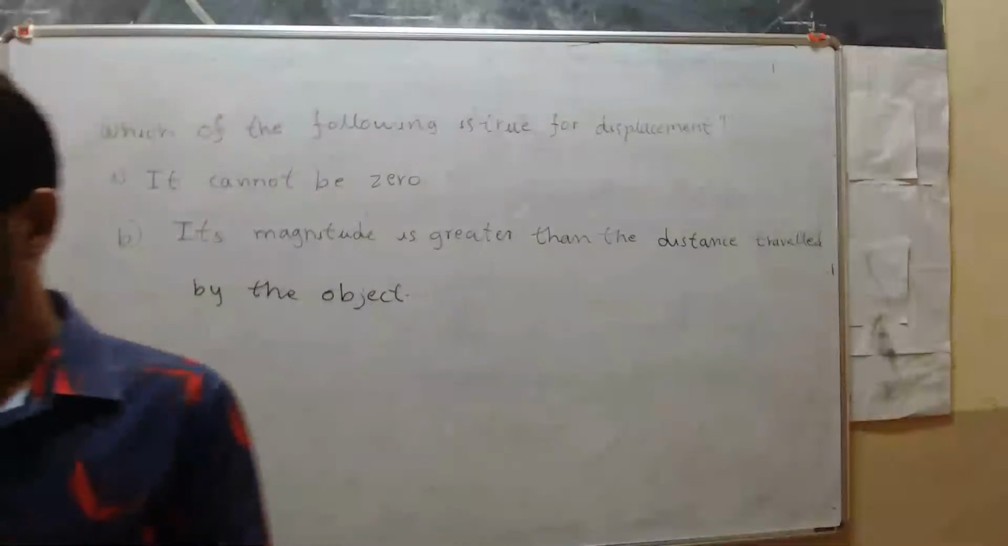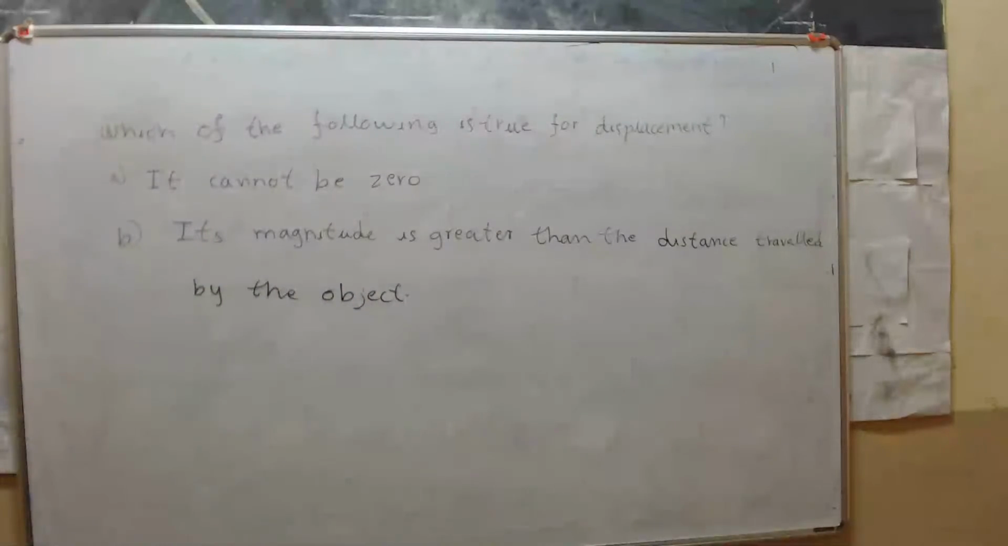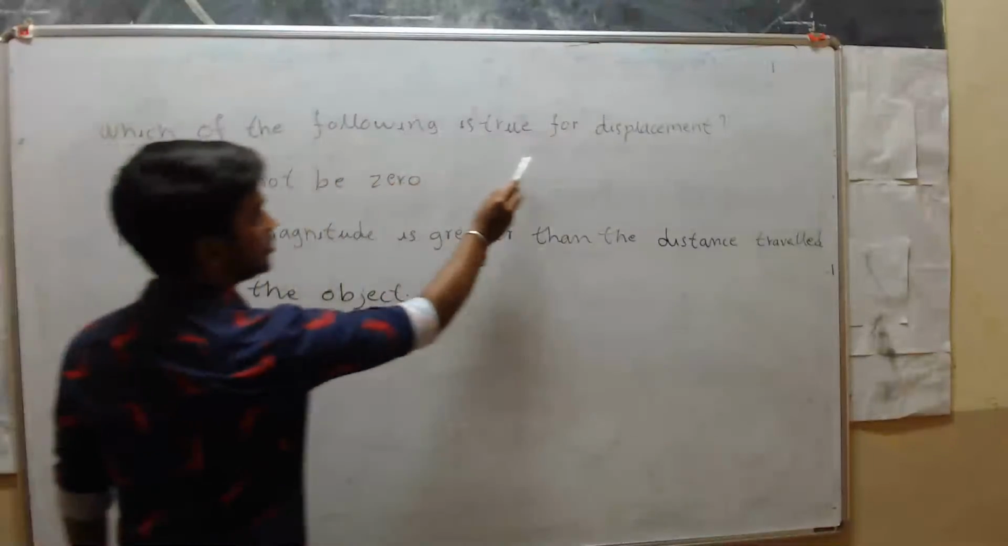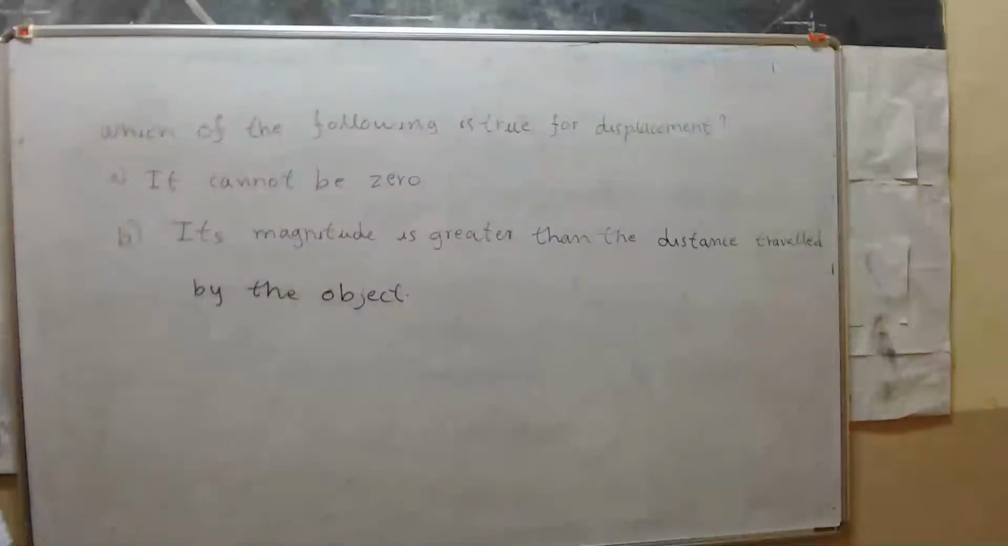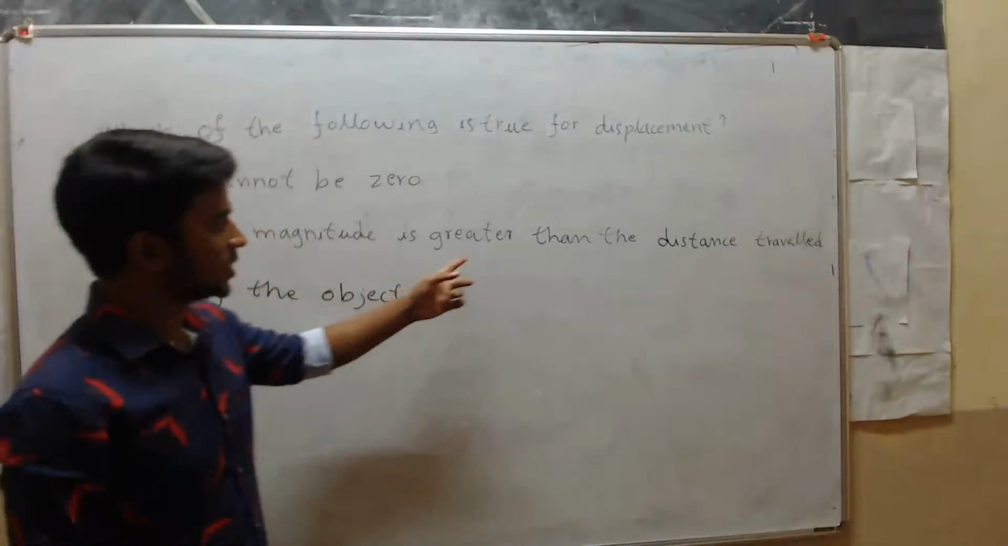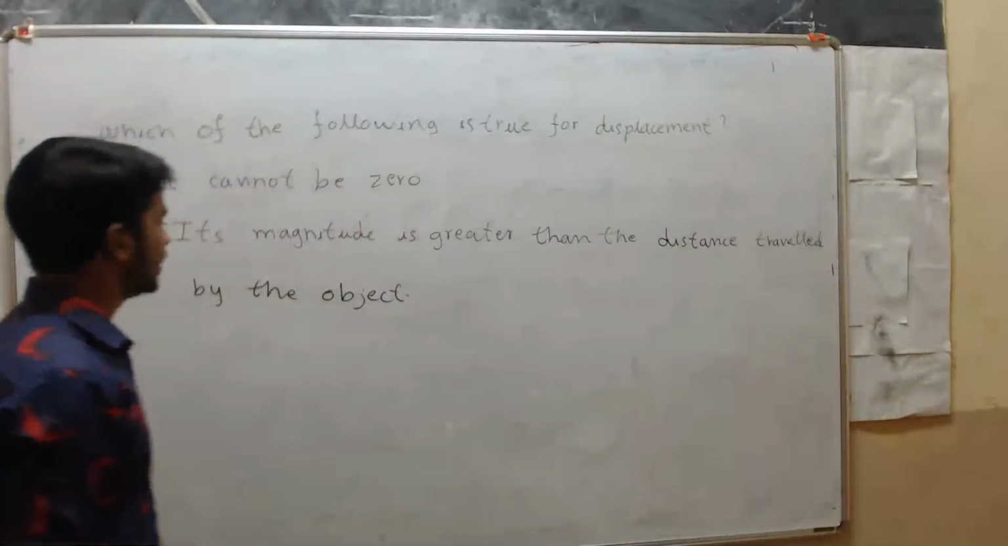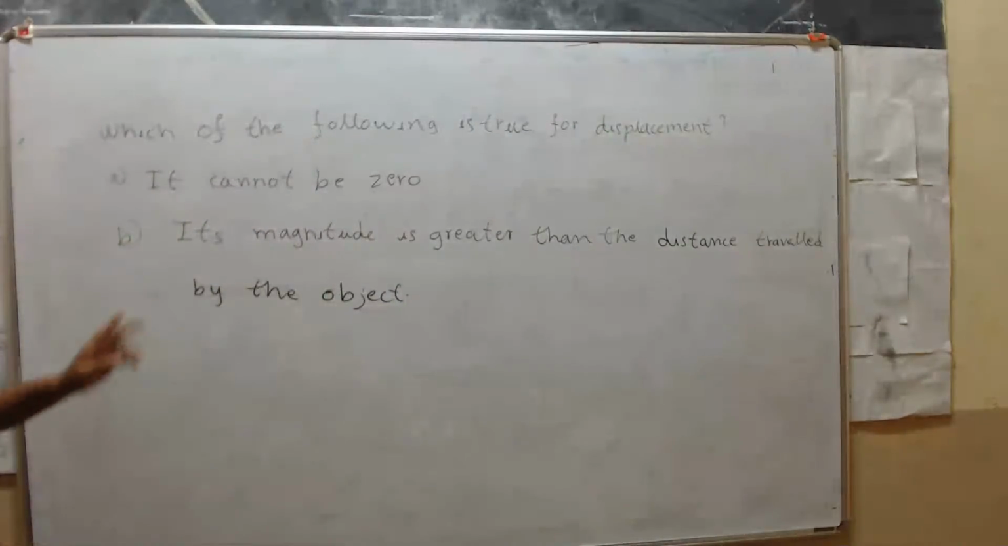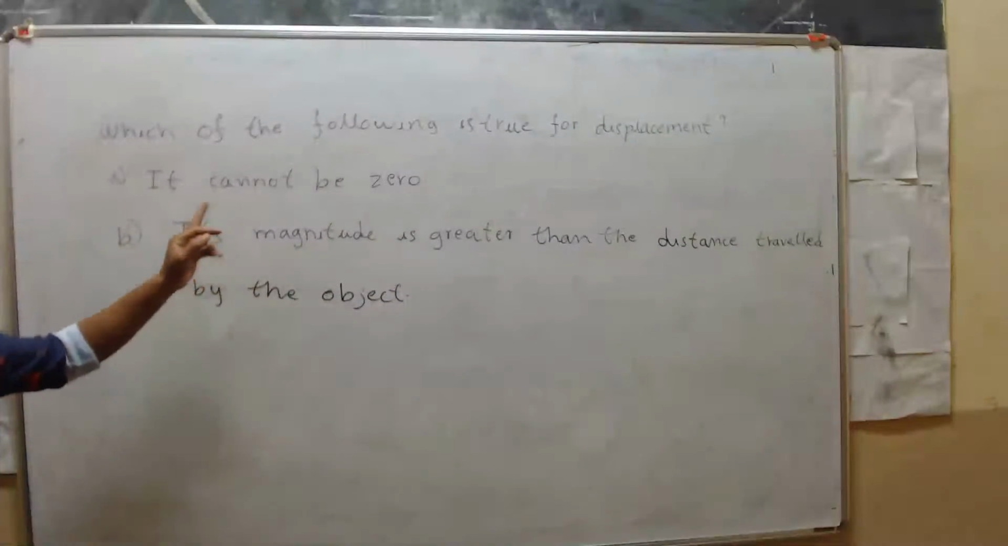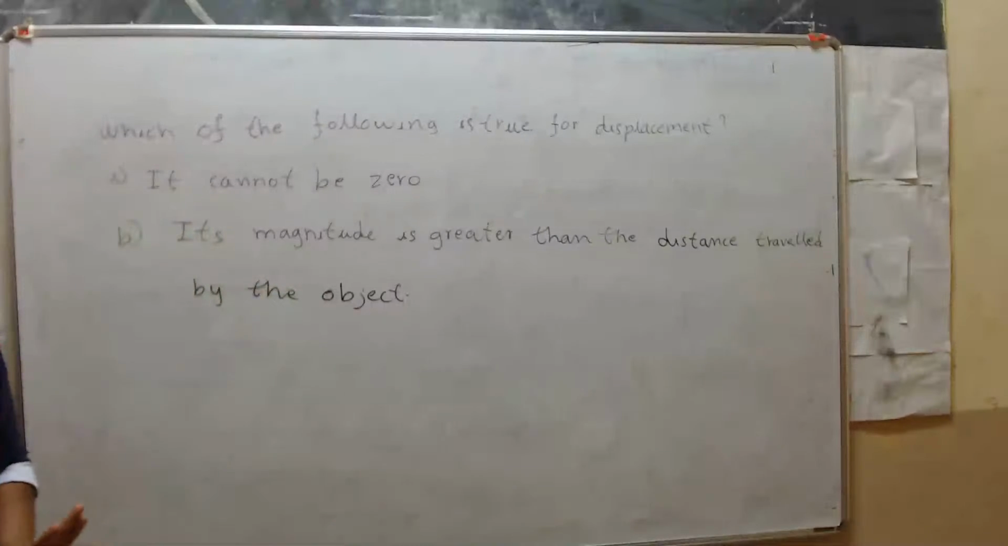See, here two questions. See, which of the following is true for displacement? First, it cannot be zero. Then second one, its magnitude is greater than the distance traveled by the object. So here, first say whether these two statements are true or false for displacement and give the answer.